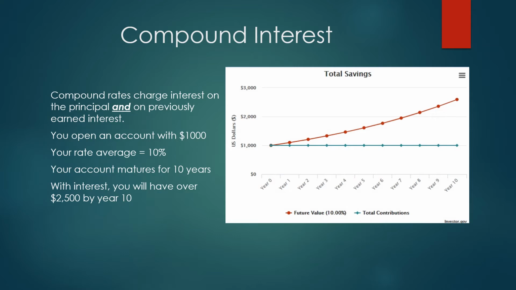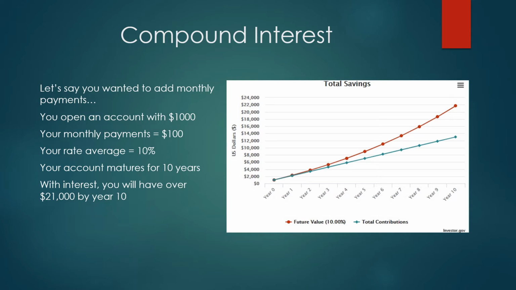Now, let's say you decided you wanted to go ahead and add some payments, monthly payments to your account every month. Let's take a look at that. So your same $1,000 you started out with, but your monthly payment being $100, plus the 10% that's compounding annually over the course of 10 years, instead of $2,500, you have $21,000. Your contribution over that time would have been $13,000, which would have an additional $8,000 added to that because the interest was compounding.